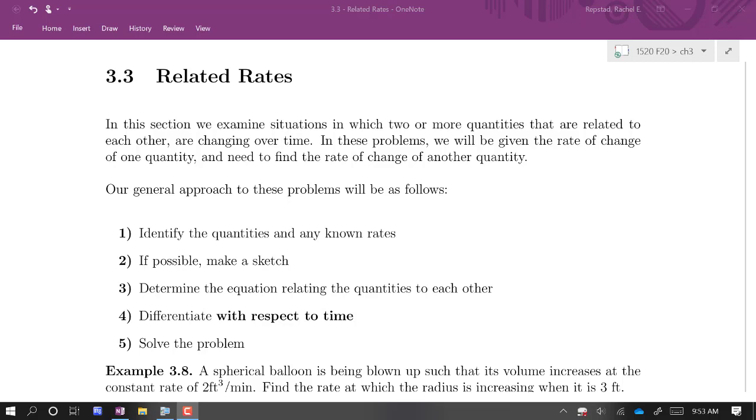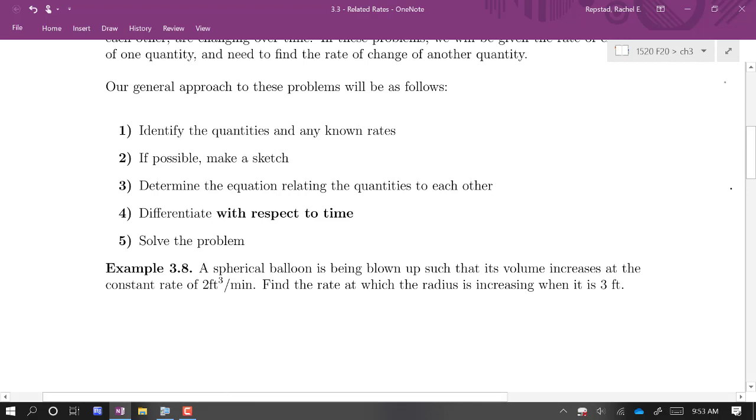Then they tell us what rate one quantity is changing at, like how fast one quantity is changing. So they're telling us a derivative. And they want us to find how fast the other quantity is changing. So we want to find another derivative. Our general strategy can kind of be summarized here in this list. Identify the quantities we're talking about and any known rates. Also, I'm going to add to this the rate we want to find.